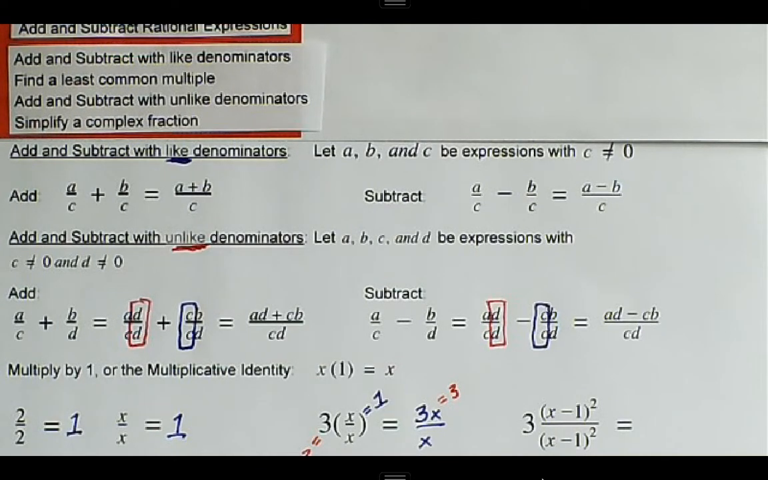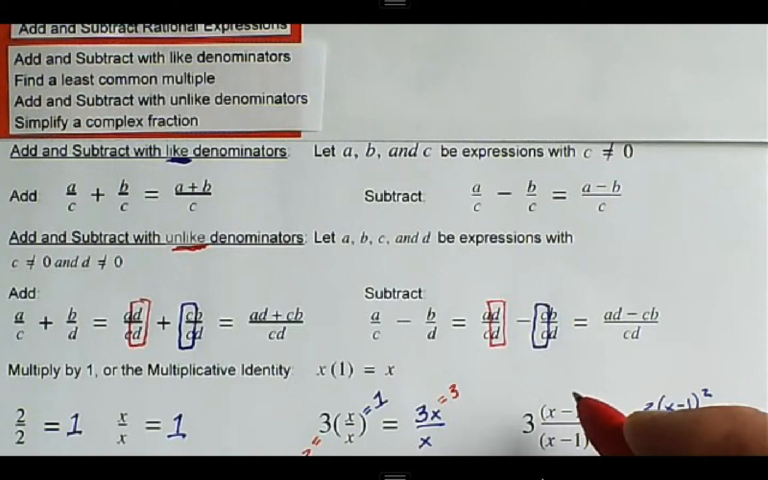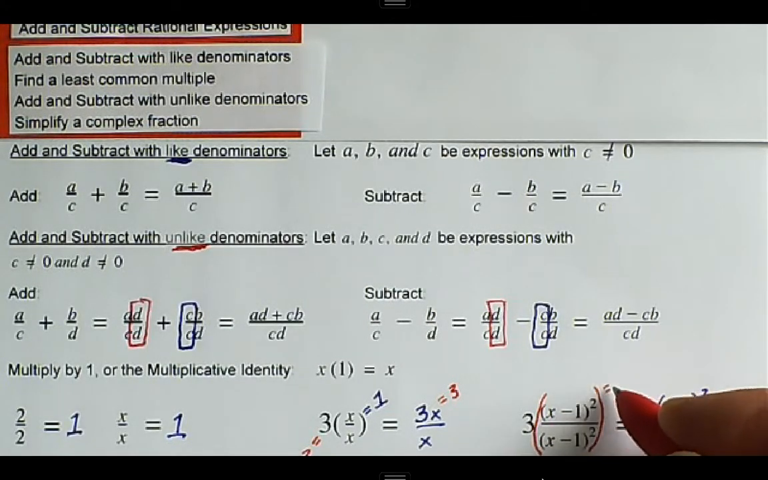And same thing with the last one. We can FOIL that out if we want, but it just ends up being itself. So we just get 3 times (x minus 1) squared divided by (x minus 1) squared. That value, (x minus 1) squared divided by (x minus 1) squared, this whole thing right here, is still equal to just 1.